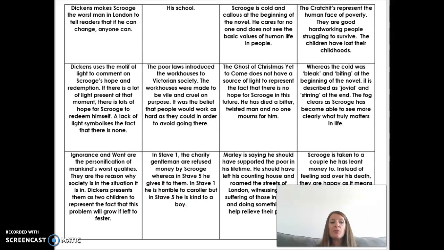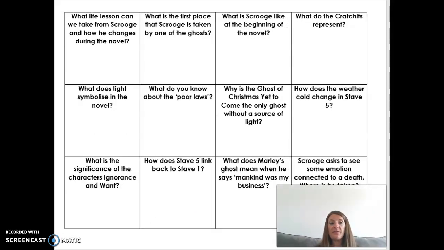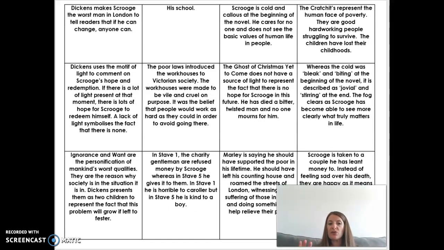The next question then was about the difference between stave 1 and stave 5. Dickens creates this nice cyclical structure, and in stave 5 he echoes back to some ideas from stave 1. You probably came up with loads of examples. There's a couple I came up with here. The charity collectors refuse money. In stave 5, Scrooge gives them money. He's horrible to the carol singer who's a child. He's kind to the boy. Obviously orders Bob to get more coal. So you may have come up with others.